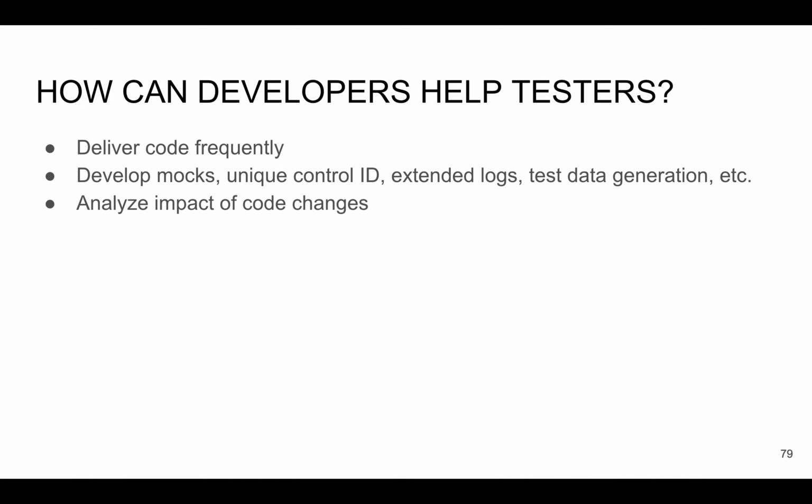Developers can add unique control IDs to the product, for example BDD tags or some other tags in the code. We can extend the logs to provide additional information and data to testers, and provide test data generation. Developers can provide information about the impact of code changes based on the requirements, what should be added or changed. We can also provide information on how long it will take to implement new functionality or these changes.